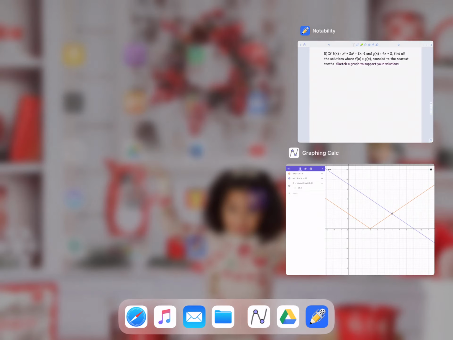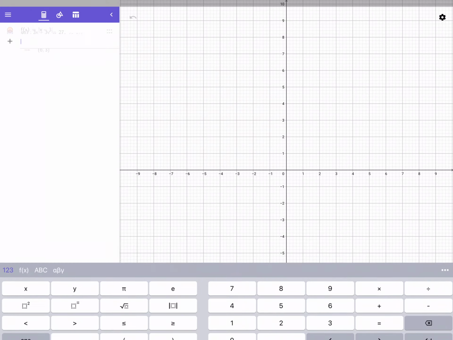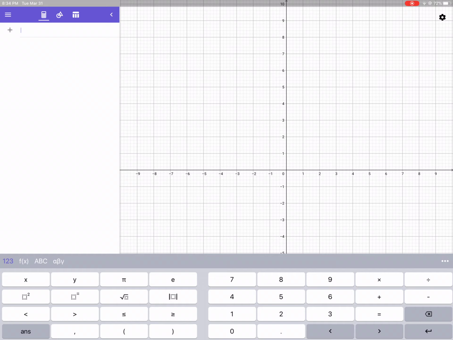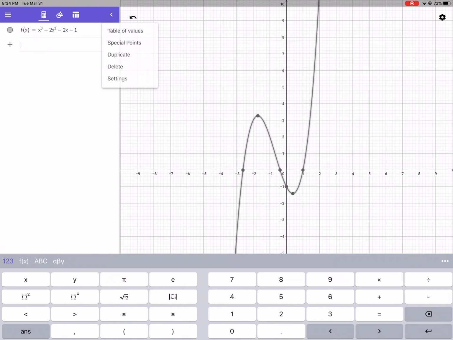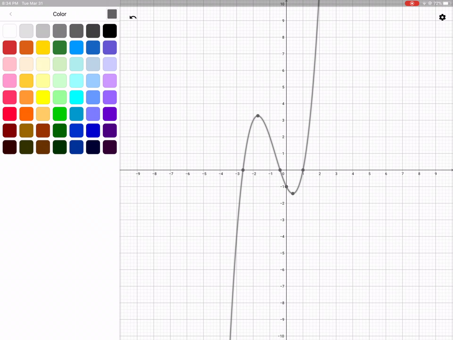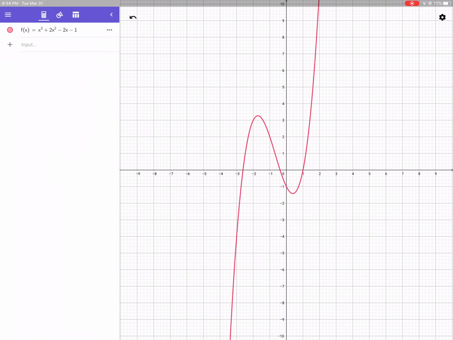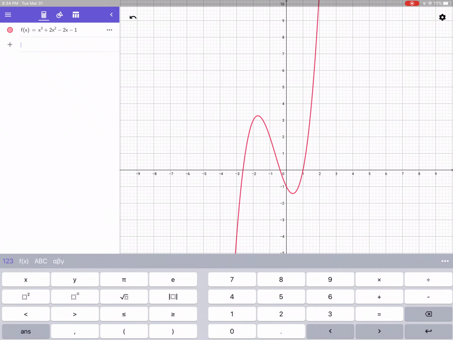So I'm going to go back into the calculator, okay, and clear it out. And my first one is x to the third plus 2x squared minus 2x minus 1. So there's my first. Hopefully you know this is a cubic function. How do you know it's cubic? Highest exponent is 3. Okay. Your next function would be just this linear function, 4x plus 2.